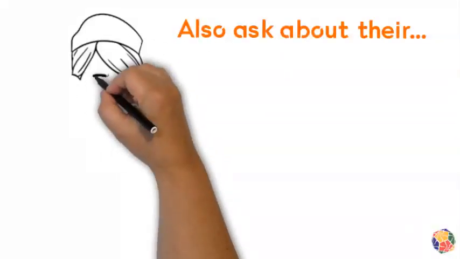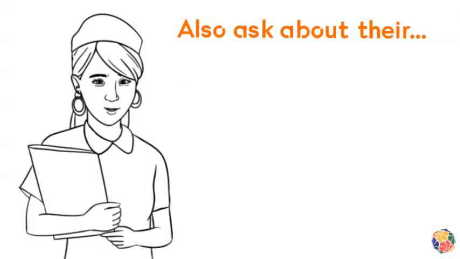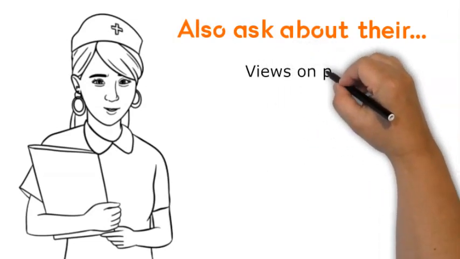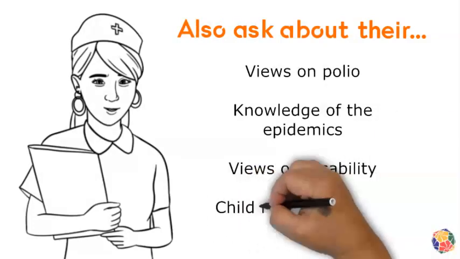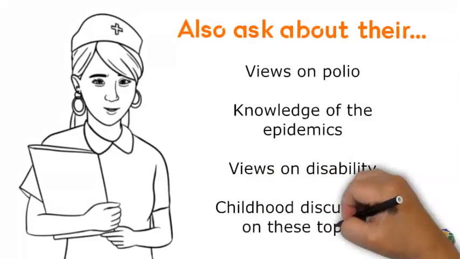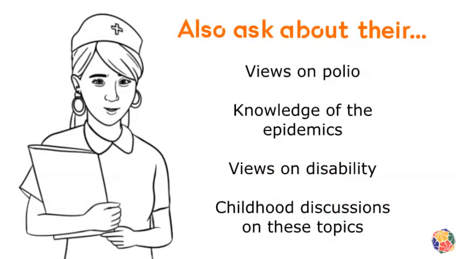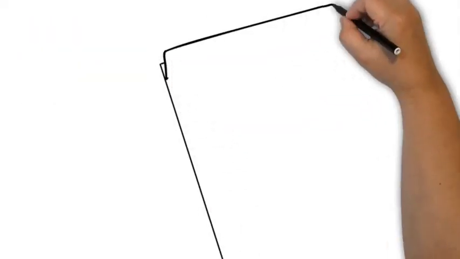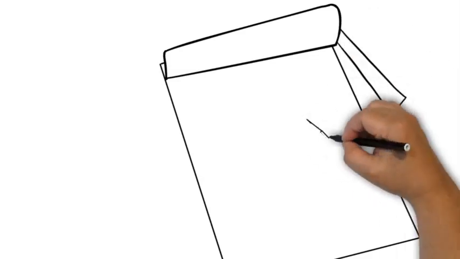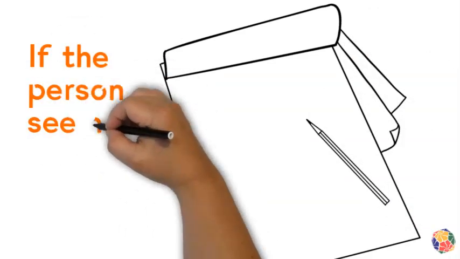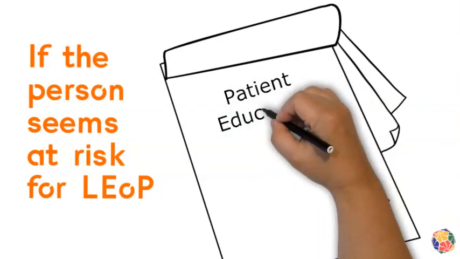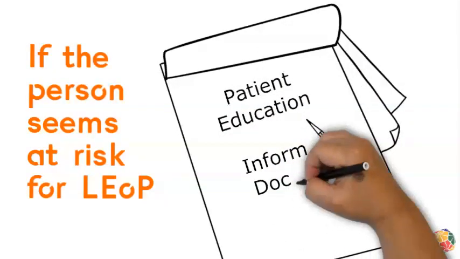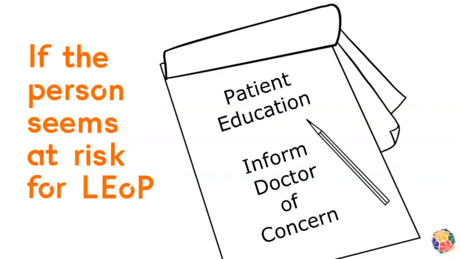Lastly, we should ask the person about their views on polio, the epidemics, and disability, and how those things were talked about during their childhood. This can help us to understand how the person and their family oriented themselves to the fears of polio infection during the epidemics era. If a clinician is concerned that the person they are screening was exposed to polio and may be at risk for developing post-polio symptoms, then the person being screened should be educated about this possibility. The person's doctor should also be informed of this concern by the clinician.